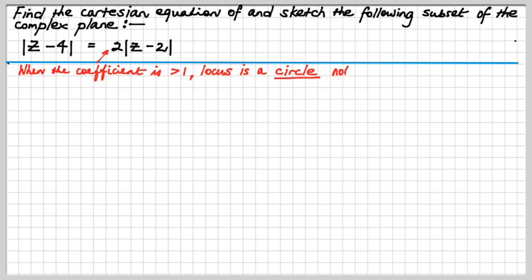Now this, yes, when the coefficient is greater than 1, the locus is a circle, and it's not geometrically intuitive at all, guys. It ain't. So, pardon my English, here's the algebraic method coming up, right? And I'll prove it to you.